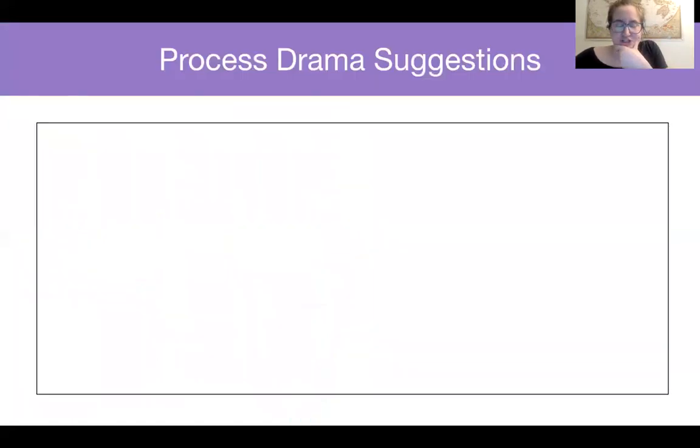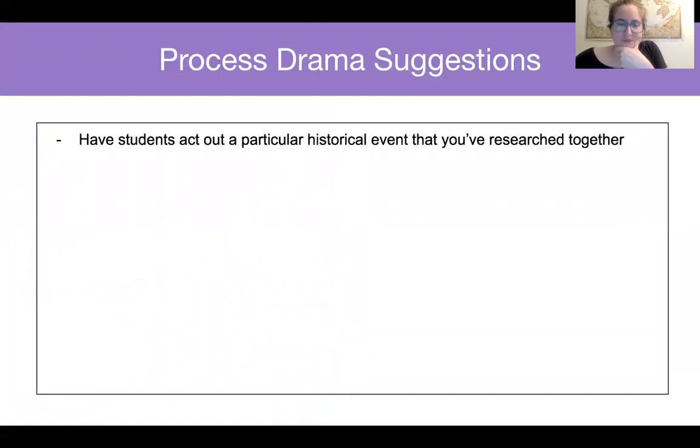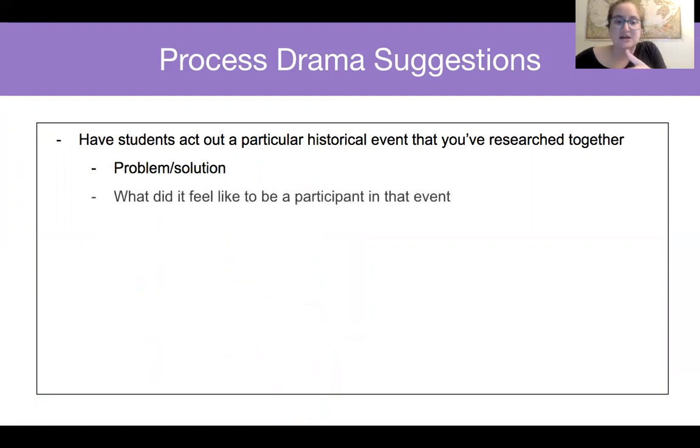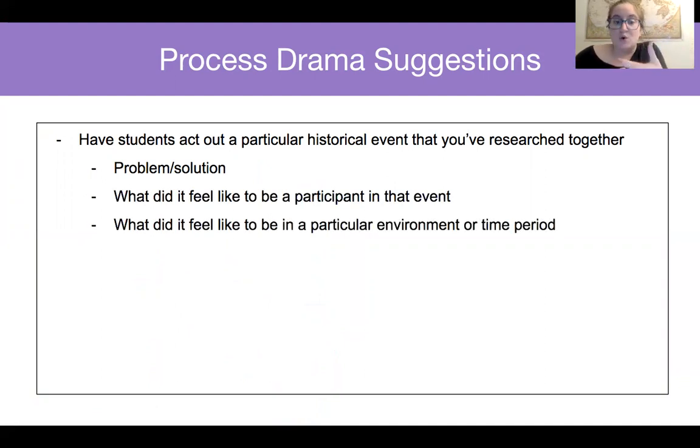Here are some suggestions for using process drama. One way to use process drama is to have students act out a particular historical event that you've researched together. You might have them explore the problem and the solution within that historical event. You might ask, what did it feel like to be a participant in that event, and have them act that out? Or what did it feel like to be in a particular environment or time period long ago?